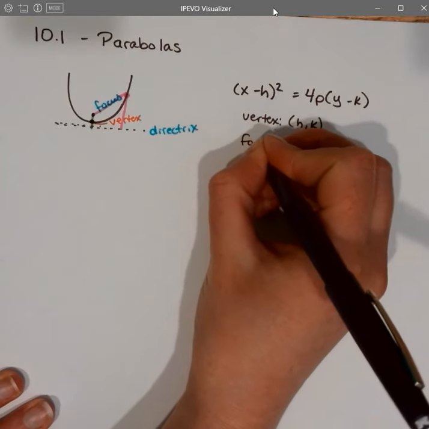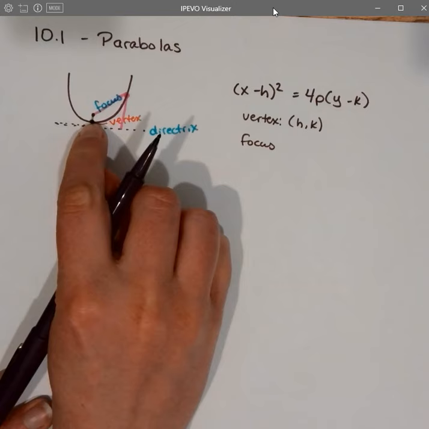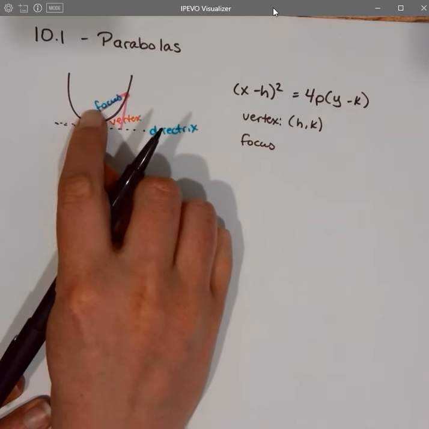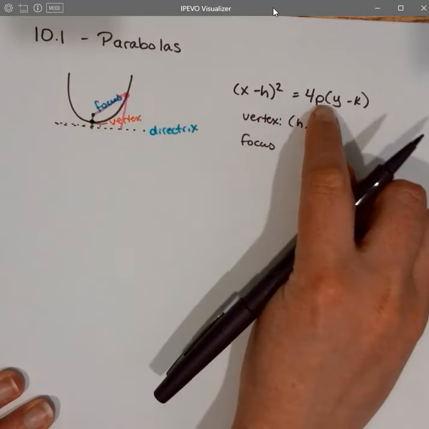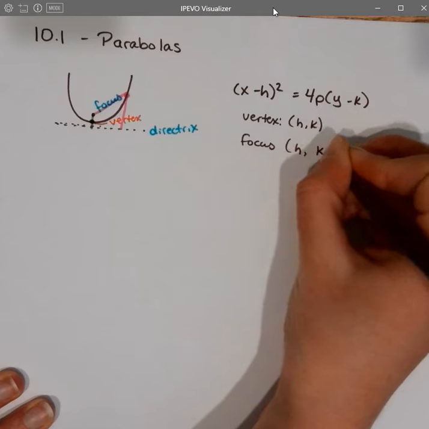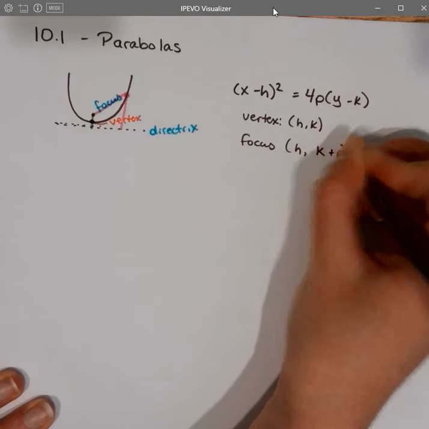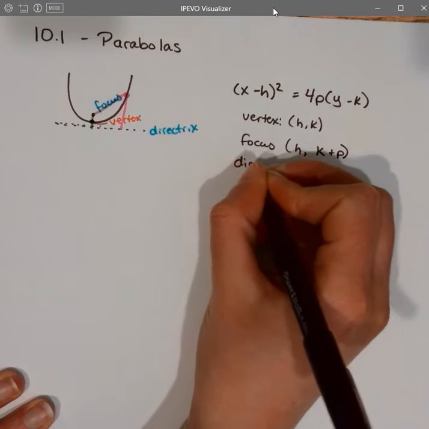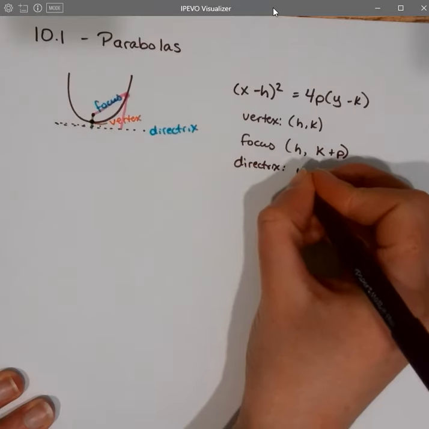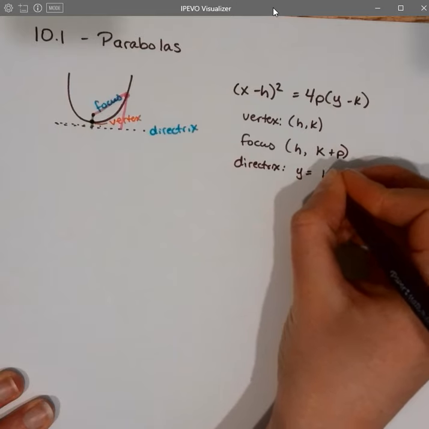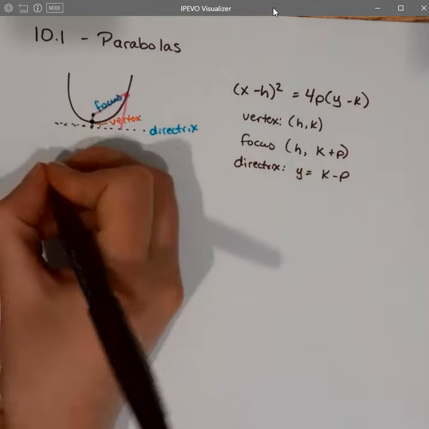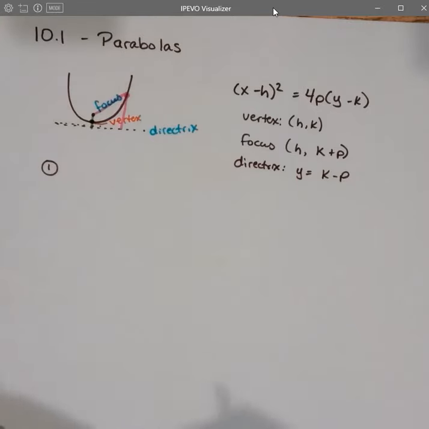And so the focus is p units up from the vertex. So if I just add p units up from the vertex to the y coordinate, the focus is going to be h comma k plus p. Then the directrix is p units down, it's a line, so it's y equals k minus p. Okay, so let's find an example and take a look at one of these.